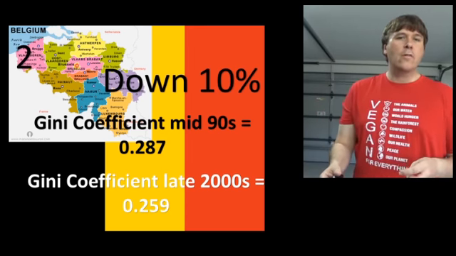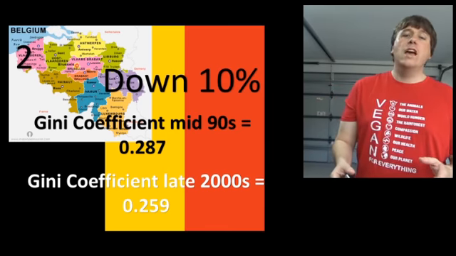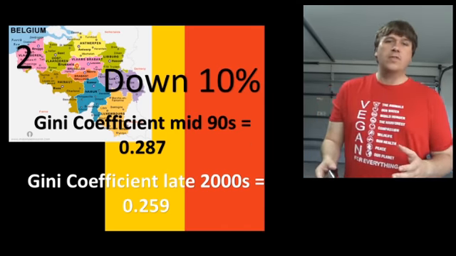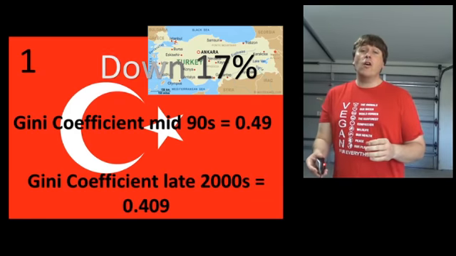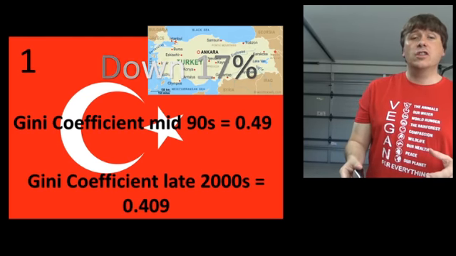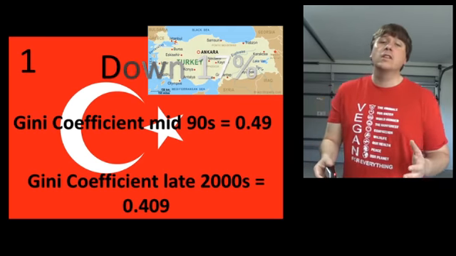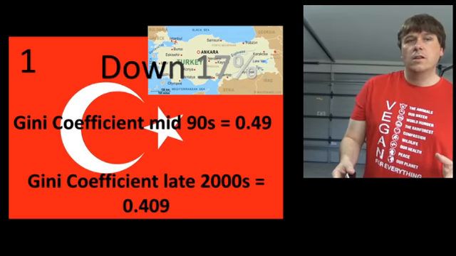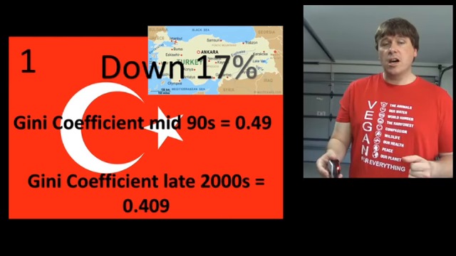At number 2, we have Belgium. They're going from what was a reasonably low Gini coefficient of 0.287, which is now down to 0.259 in the late 2000s, a drop of 10%. And at number 1 is Turkey, which started off in the mid-90s at 0.49 and has now dropped to just over 0.4, quite a drop of 17%, but 0.409 is still a fairly high Gini coefficient. Now let's go on to the widening, or increased, income inequality.